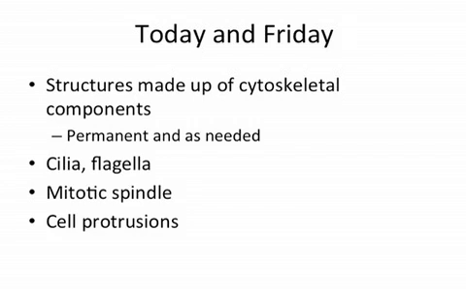Okay, so today and Friday we'll talk about structures made up of cytoskeletal components, structures that are permanent, and structures that are made as needed, right? So what's an example of a permanent structure made up of cytoskeletal components? We didn't learn it yet, but you did do your reading this weekend. And you have taken a lot of cell biology by now, right? I don't mean just this class, but starting at freshman year. Permanent structures made up of cytoskeletal components.